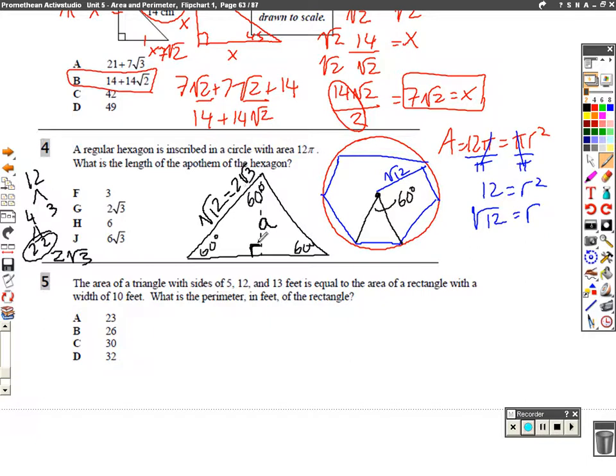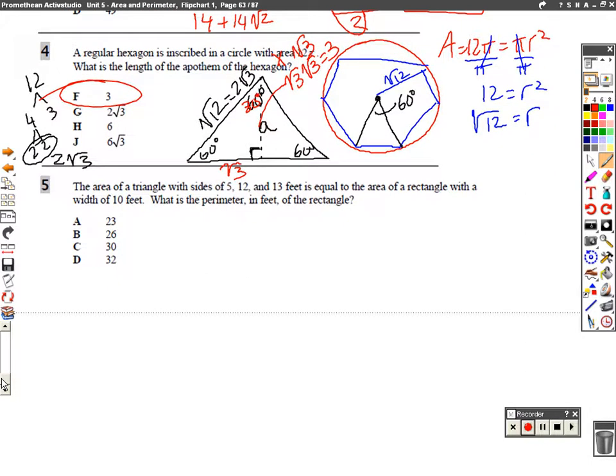Okay, that's across from the 90, which means across from the 30, which is half of this angle. So across from the 30 is half of that, or just root 3. And the apothem, which is across from the 60, will be x, this number, times root 3. So this is going to be root 3, root 3. That's x root 3. Now root 3 times root 3 is just 3. And that is the length of the apothem for the hexagon.